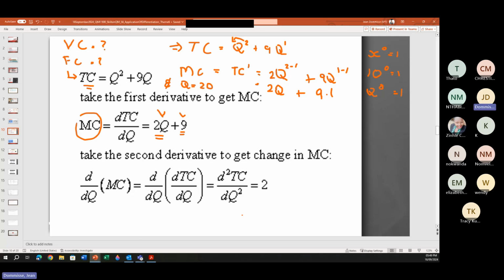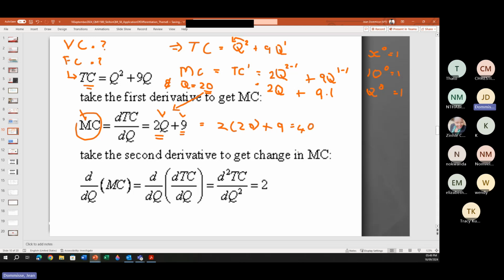Okay, so then what we did is to say, we've worked out marginal cost. Great, that is the marginal cost formula. Then when q is 20, we will replace that 20 in the formula that's left. So it will be 2 times 20 plus 9. And that will then be our marginal cost.